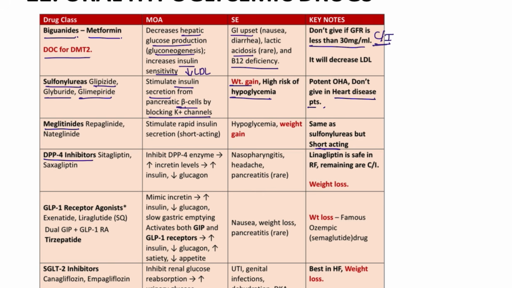Next, DPP-4 inhibitors: sitagliptin, saxagliptin, or linagliptin. Linagliptin is safe in the renal failure patient, and it also shows weight loss. But how is the DPP-4 inhibitor acting? It inhibits the DPP-4 enzyme so that the incretin levels will be increased in the patient, and associated side effects will be nasopharyngitis, headache, and rarely pancreatitis.